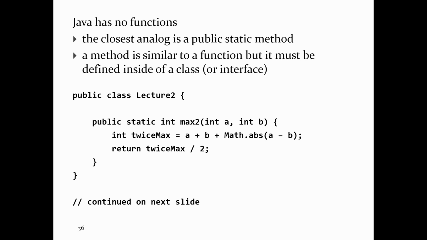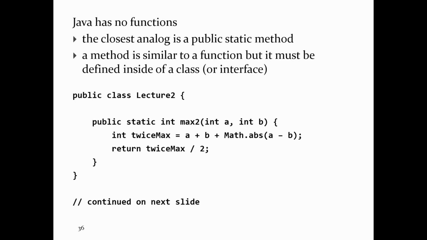In Java, there are no functions. A function in Python is a piece of code that's got a name that you can reuse. It's not inside of anything else. In Java, everything has to be inside of a class. So here I've got a similar thing, what Java calls a method, inside a class called lecture2. The closest thing that Java has to a function is a static method, a public static method. It's similar to a function, but it has to be defined inside of a class.